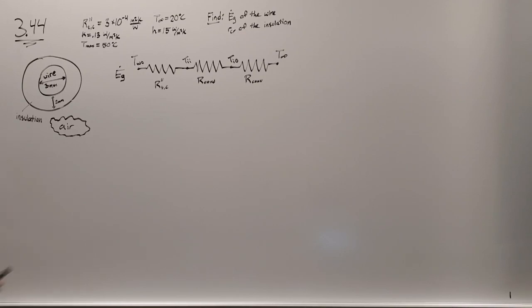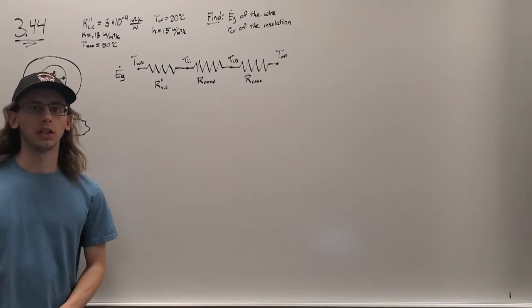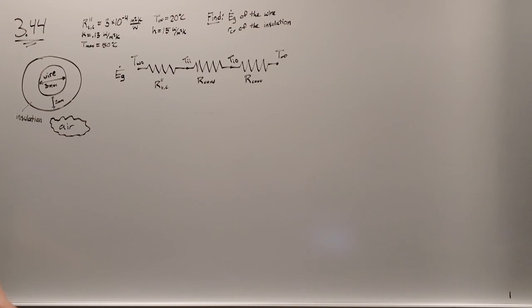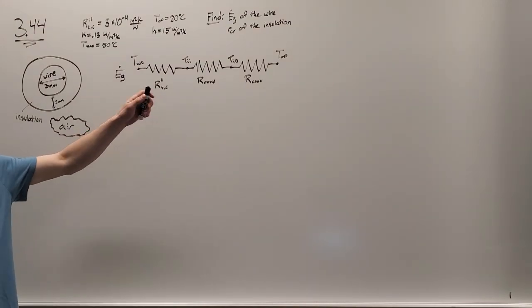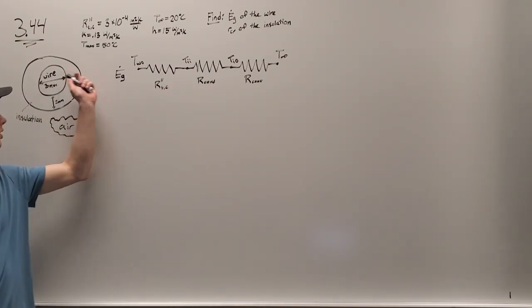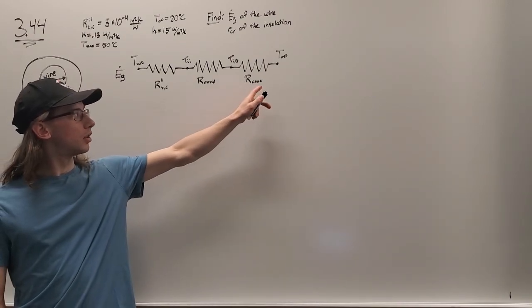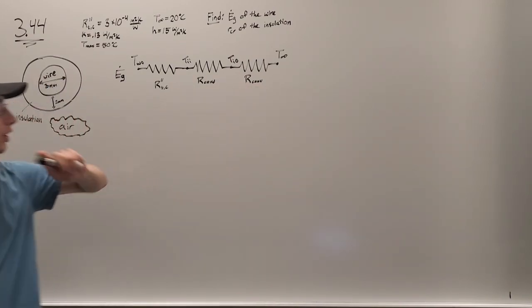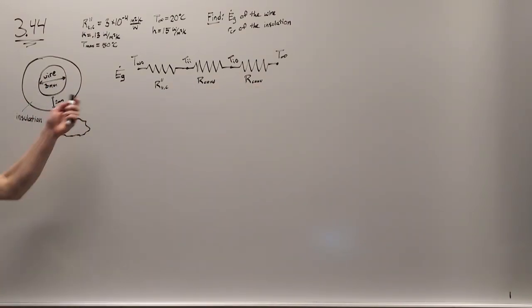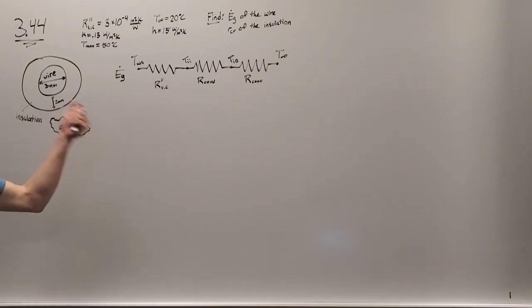I've gone ahead and drawn the thermal circuit here with the contact resistance, conduction through the insulation, and convection resistance into the air. And it looks like we would need to solve for 3 resistances.